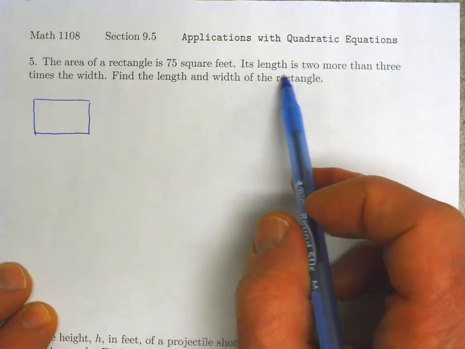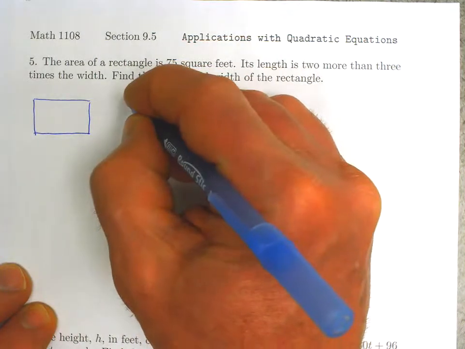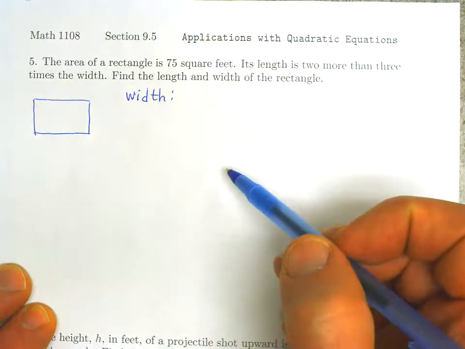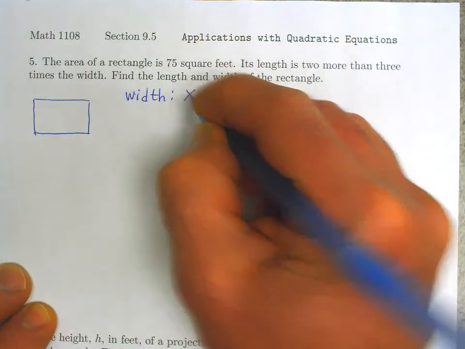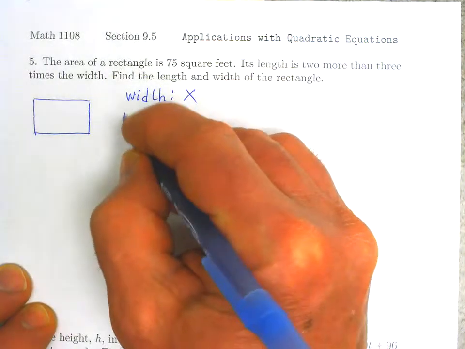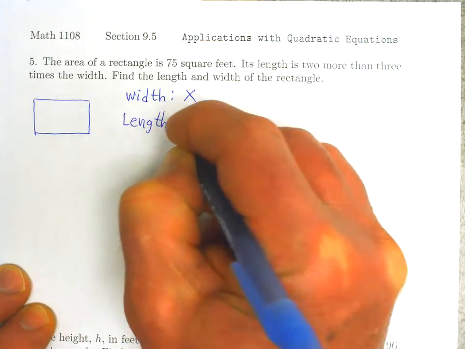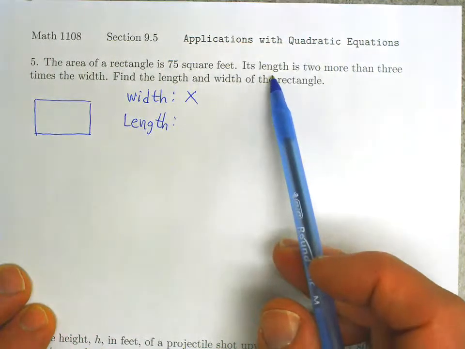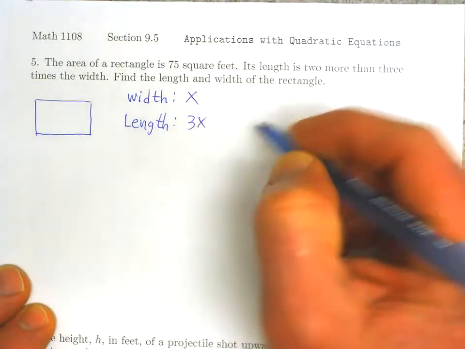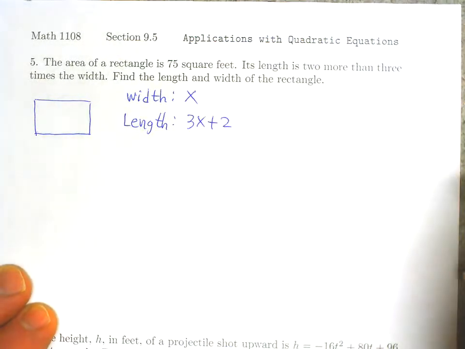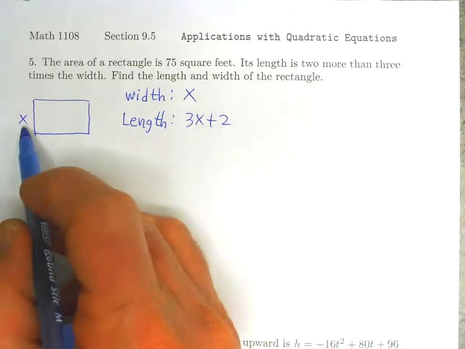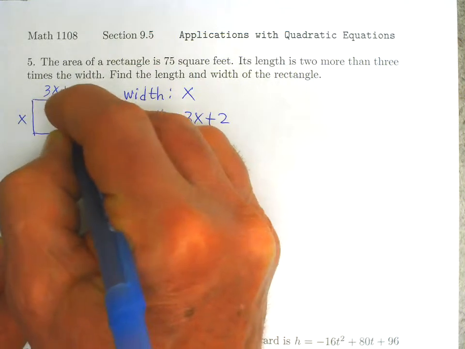So the length is described in terms of the width. So a strategy that I like is, since the length is described in terms of the width, I'll just pick a single variable for the width. So the width is x feet, and the length is 2 more than 3 times the width. So 3 times the width is 3x, and 2 more than that is 3x plus 2. So you don't need to draw a diagram, but it might help. X is the width, and the length is 3x plus 2.